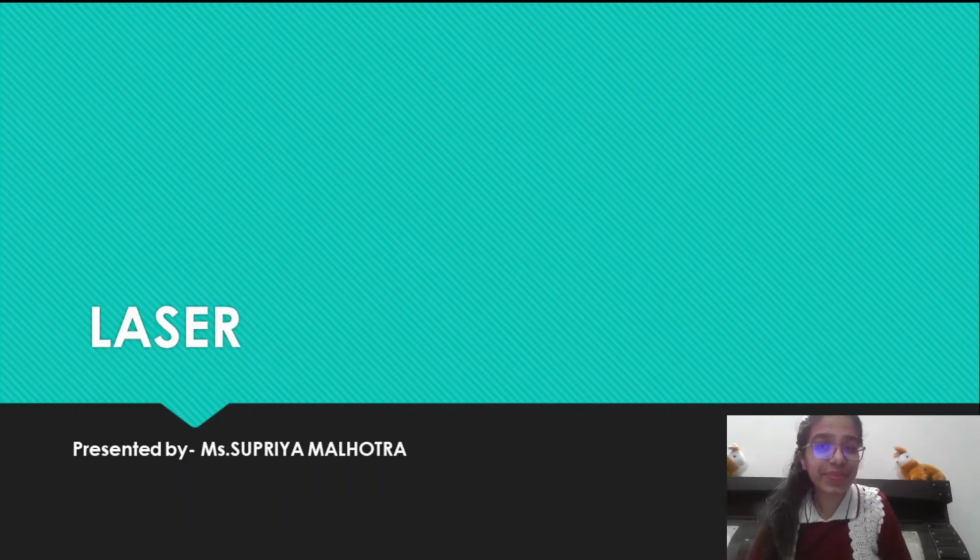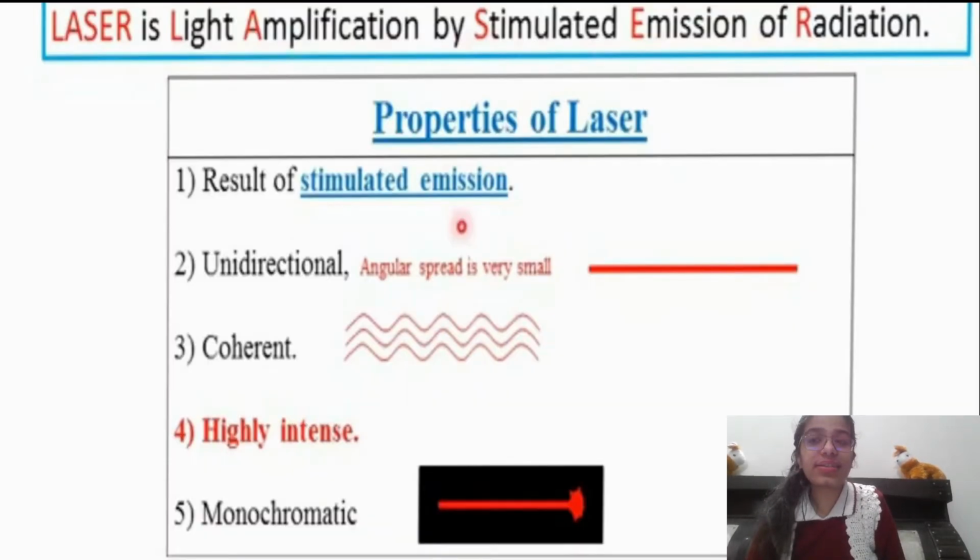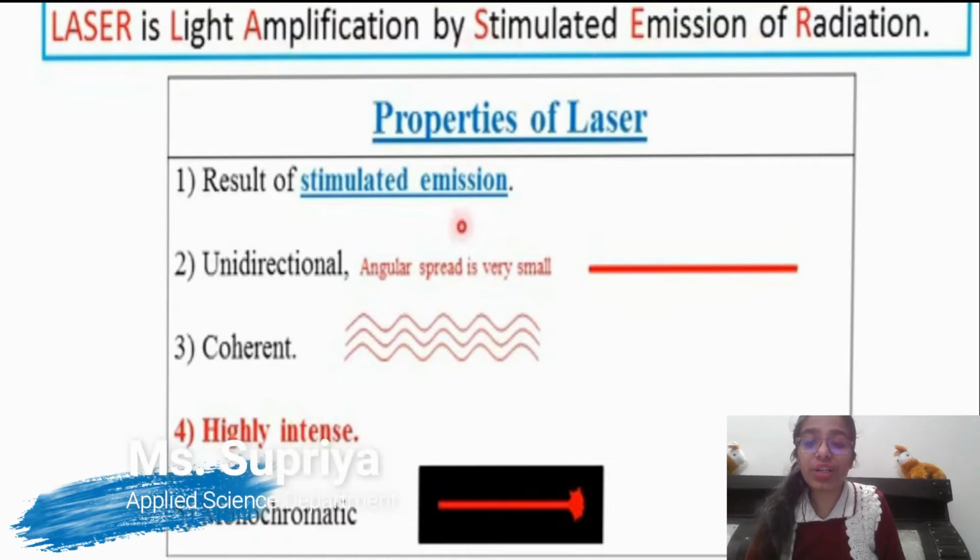Today I am going to tell you about some properties of laser light. Laser stands for light amplification by stimulated emission of radiation. There are some properties which are following. The first one is that it is obtained by stimulated emission of radiation.